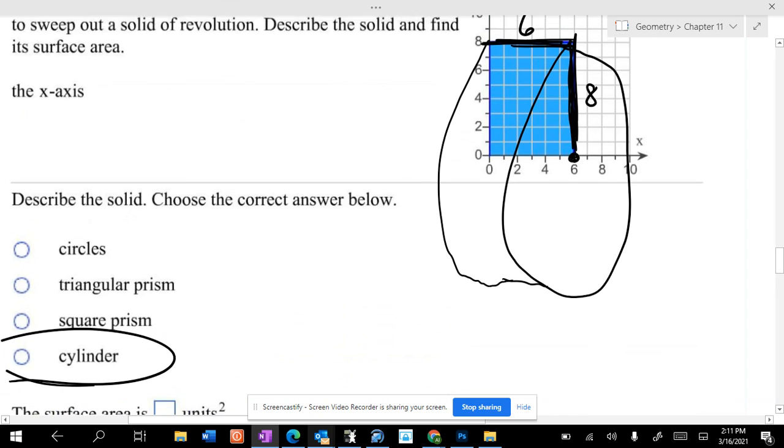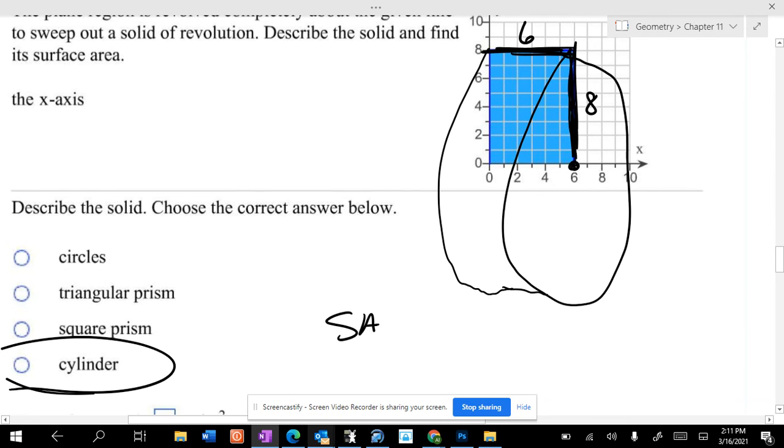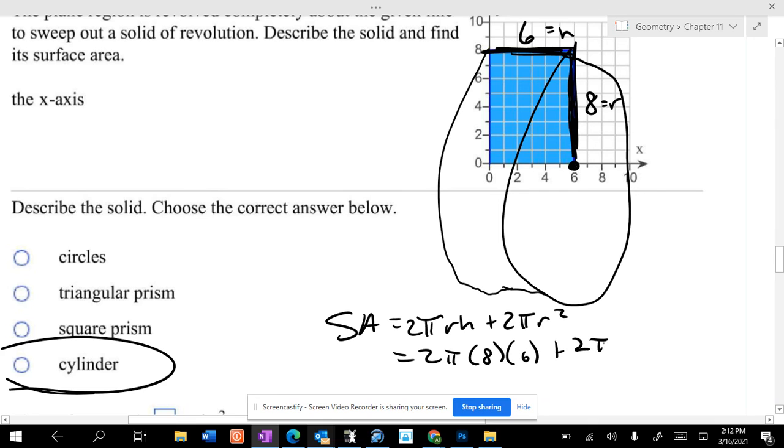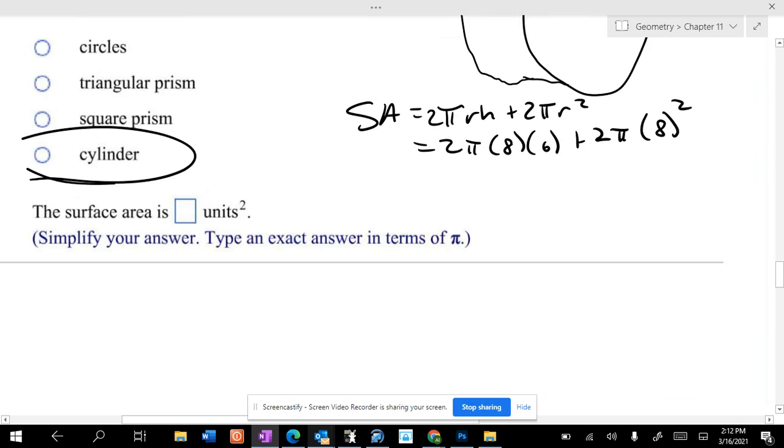Okay? So the surface area of this is 2 pi RH plus 2 pi r squared. We said this is a radius and this is a height. So it's 2 times pi times 8 times 6 plus 2 times pi times 8 squared. And that is it. Okay?